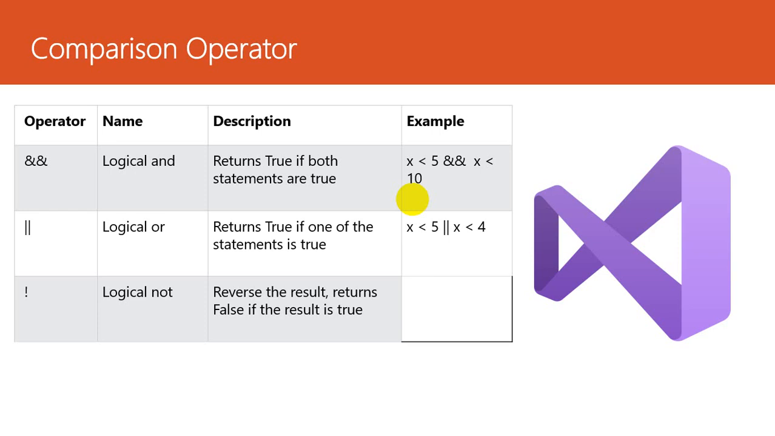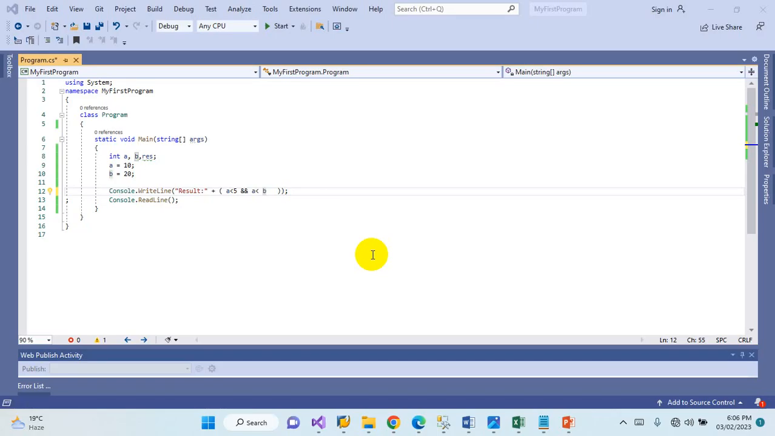Let me give you an example. And what does the NOT operator do? The NOT operator just reverses the result, turning true into false. It returns false if the result is true. If the result is true and you want it to be false, then you will use the NOT operator. Okay, let's see the example.